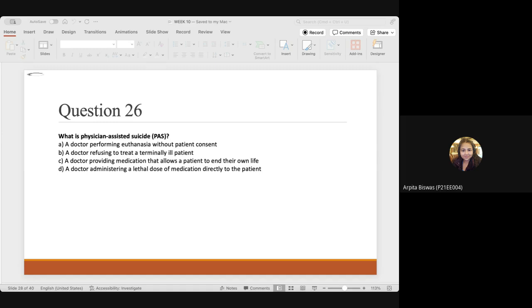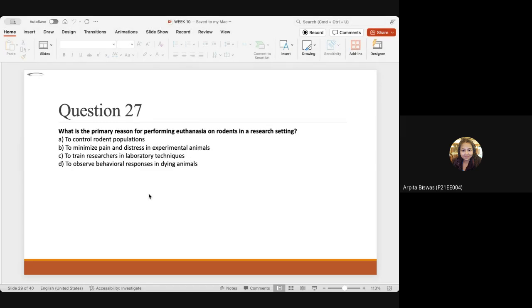So what is the right option? So the right option is option C. Okay. A doctor providing medication that allows the patient to end their own life. So next, move toward question number 27. What is the primary reason for performing euthanasia on rodents in a research setting?